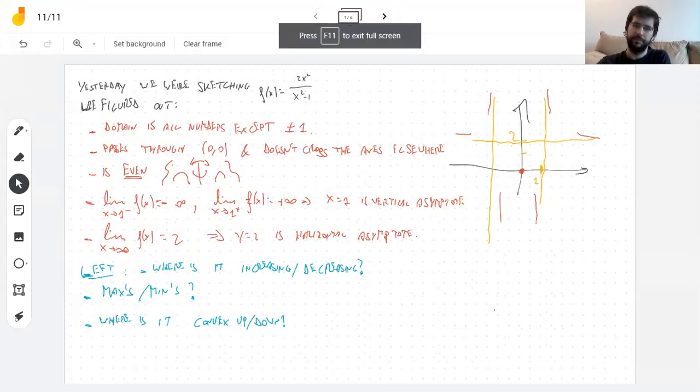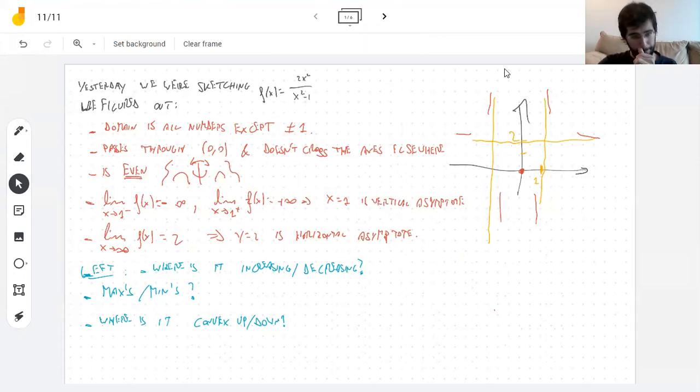We are halfway through graphing the function 2x² divided by x² minus 1. Section 5 in my favorite chapter was just a summary of things we already know to help us catch a curve, which is a very useful skill to have.